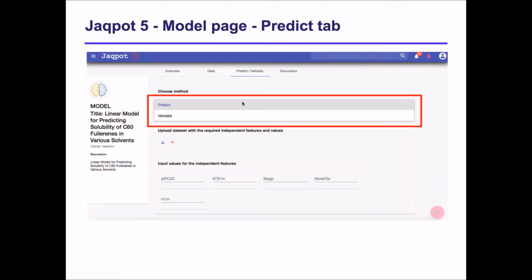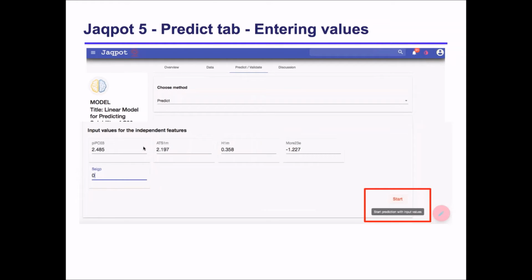And in the predict or validate tab, you choose between two functions. You can either predict using the model, or you can validate. That would involve, either as a first quicker solution, typing in with your keyboard input values for the independent features. As you see in this example, there are five variables. You can just enter that and press start to start a prediction.